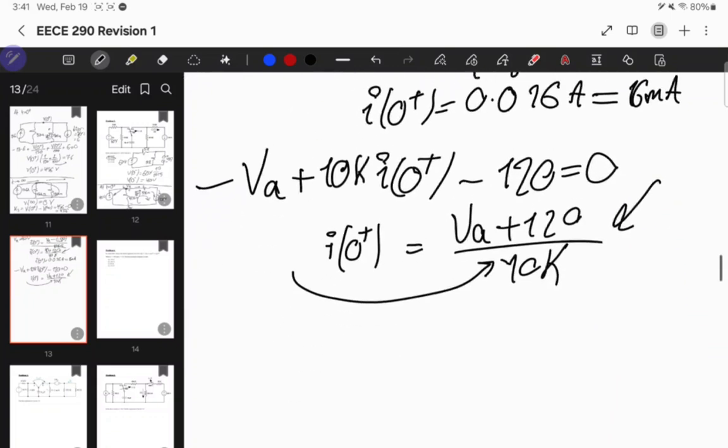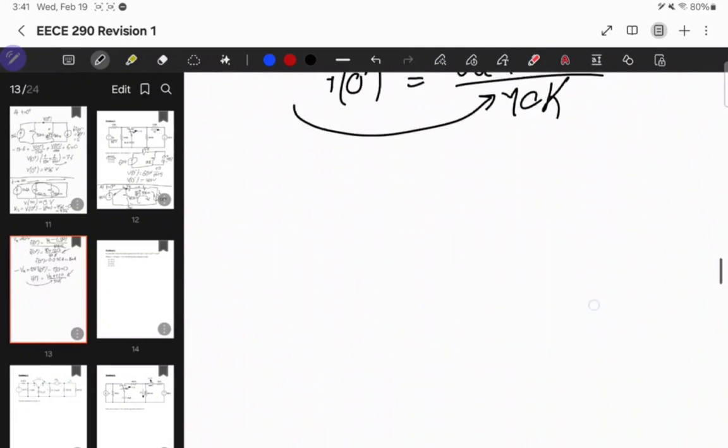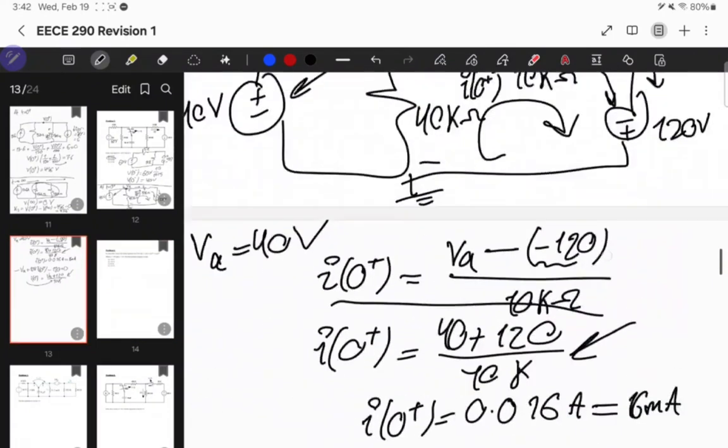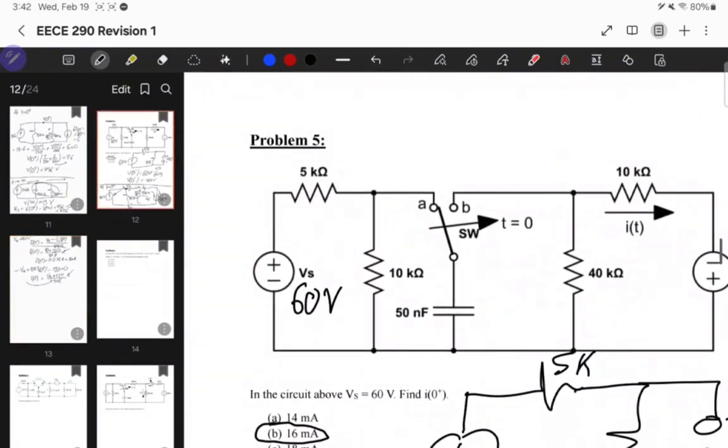Okay, and we got our answer. Basically this is the exact same strategy as problem 4, but instead I get the voltage across the capacitor, because the voltage is continuous across the capacitor, while the current is continuous across the inductor, which is the case in problem 4.